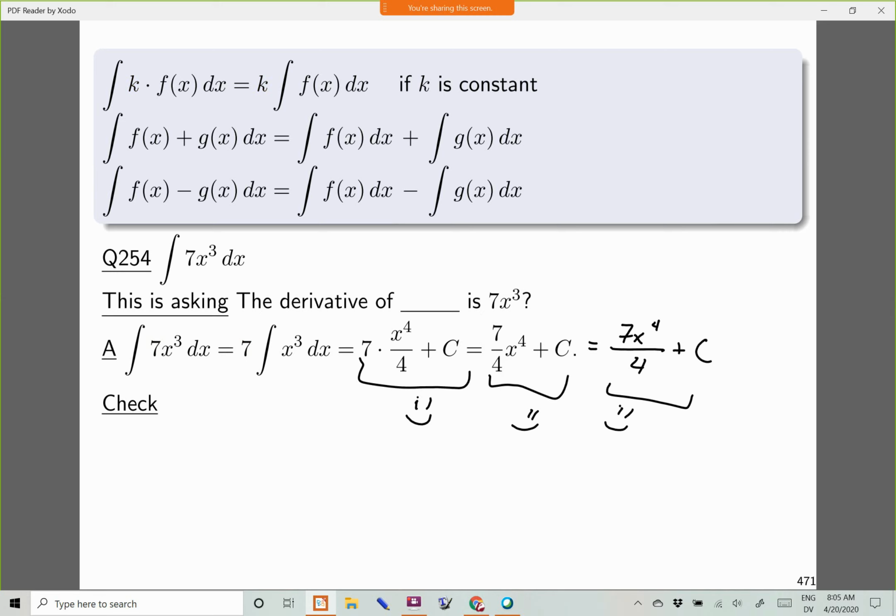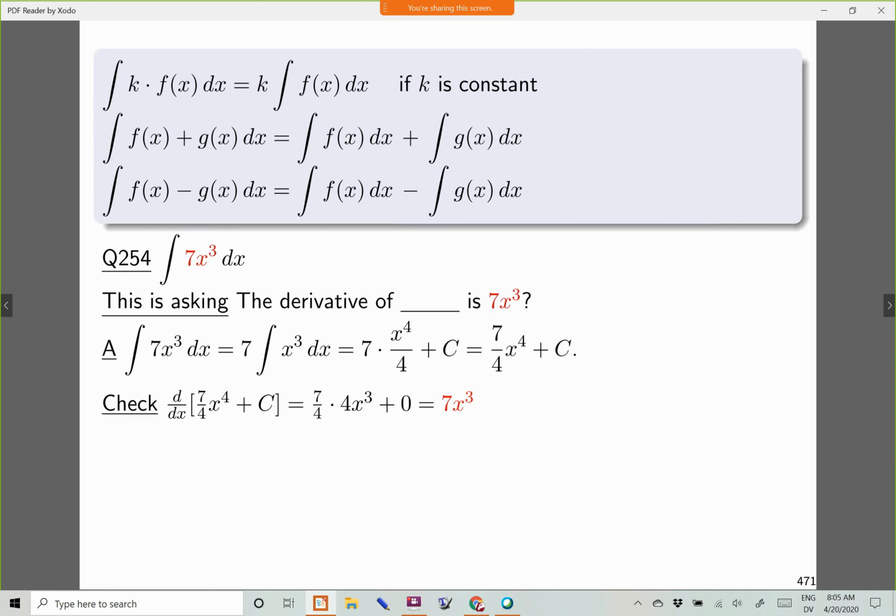Now, one of the great things about these antiderivative problems is you can always check your work. Why not, right? So let's go ahead and do that. So how do we check? We take what we claimed was our final answer, and we'll take the derivative of it.